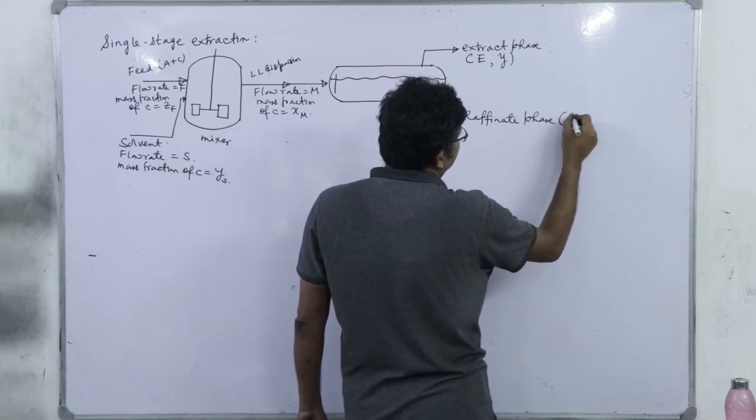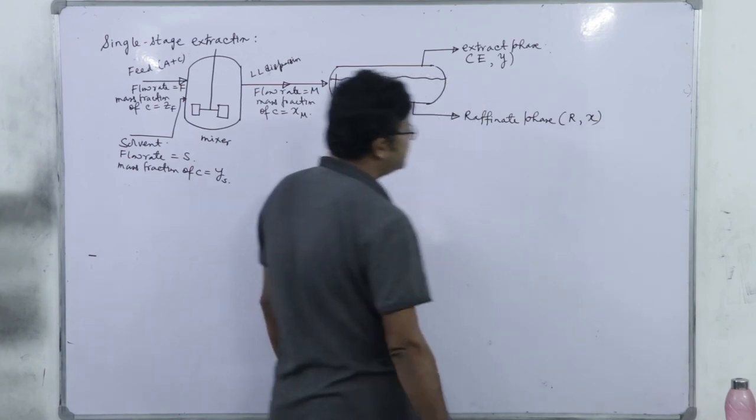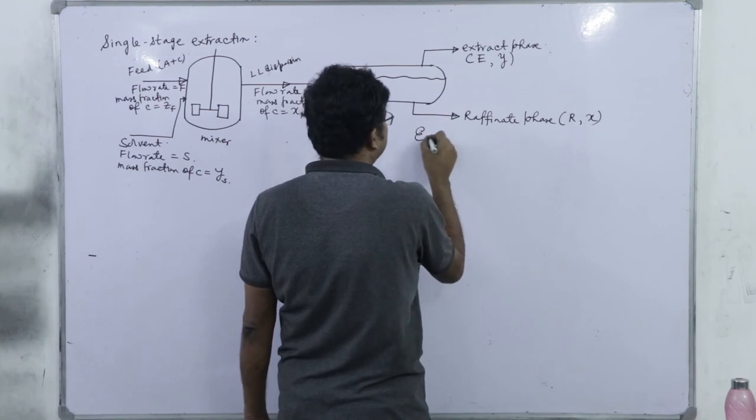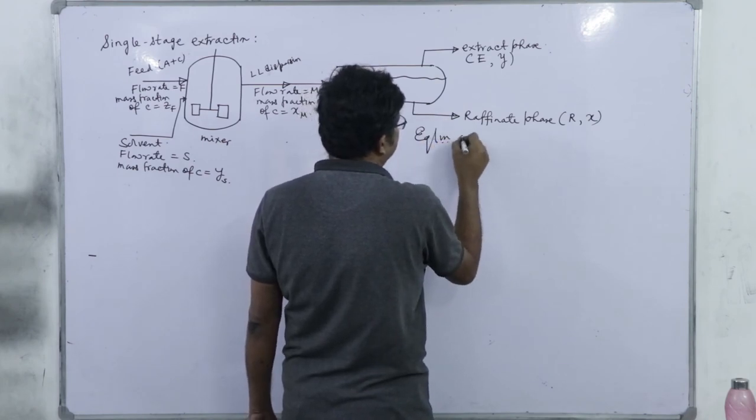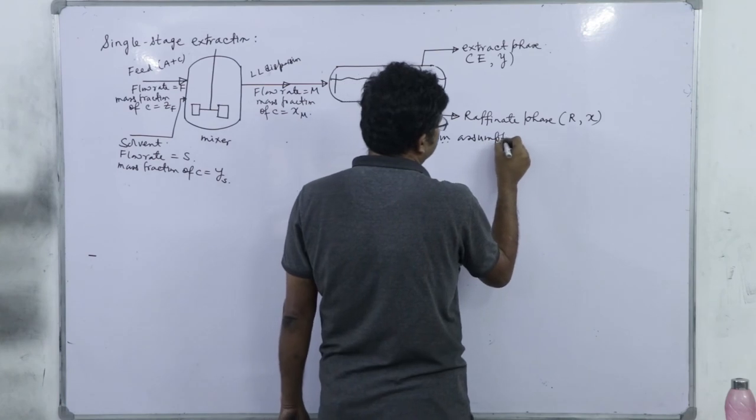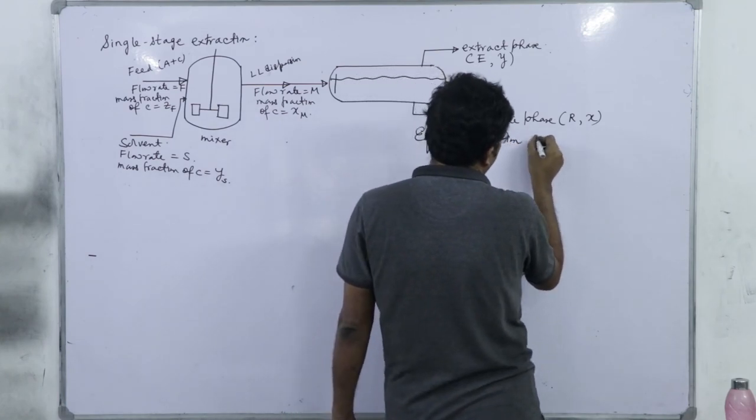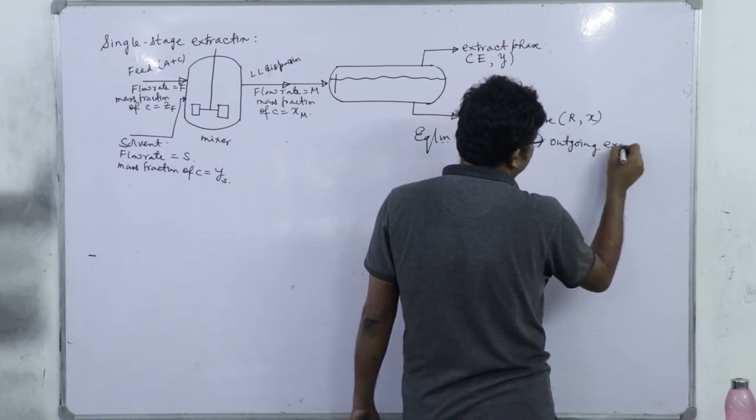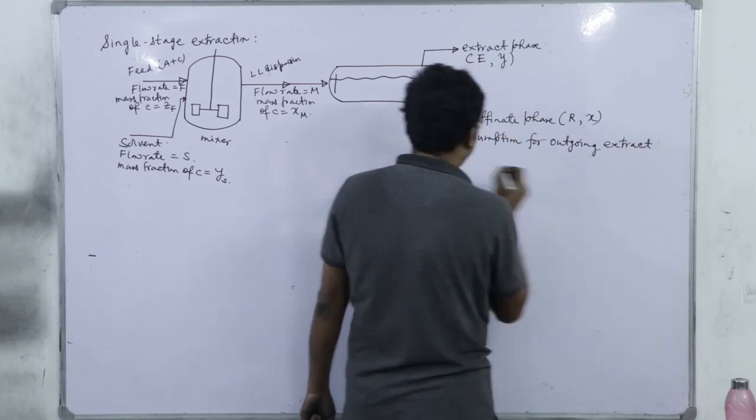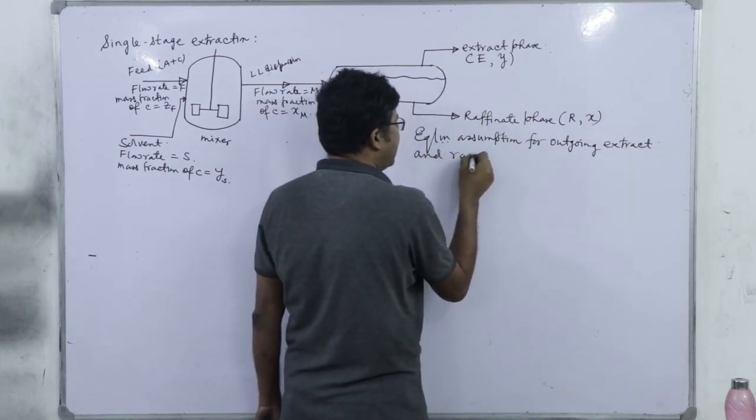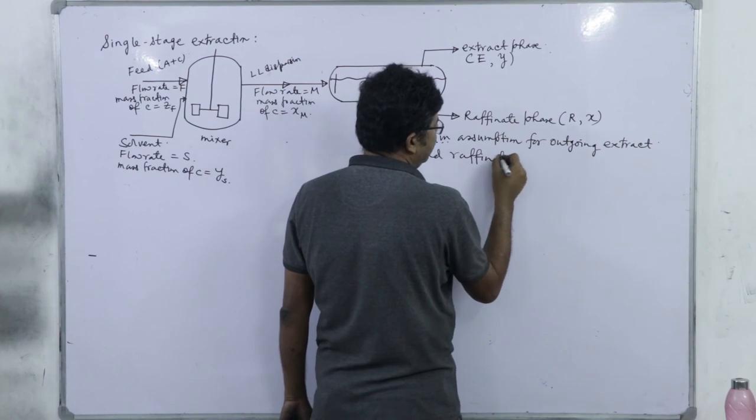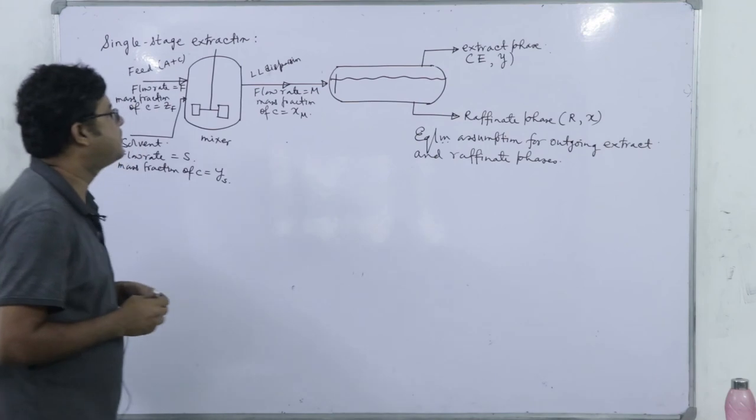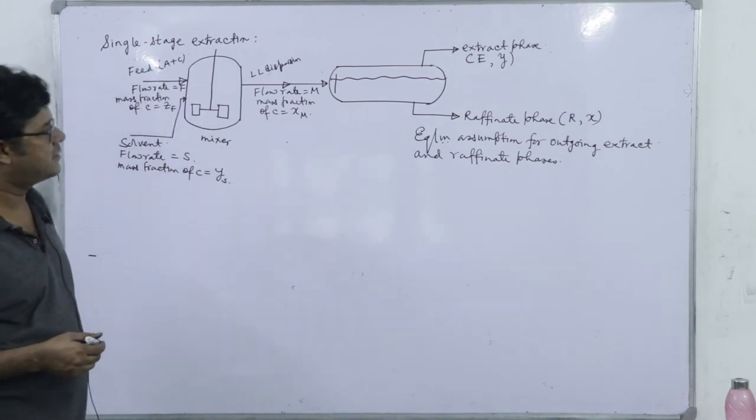The flow rate is R and mass fraction is X. So, we will assume this is an equilibrium calculation. Equilibrium assumption for outgoing extract and raffinate phases. Right. So that's the overall structure.